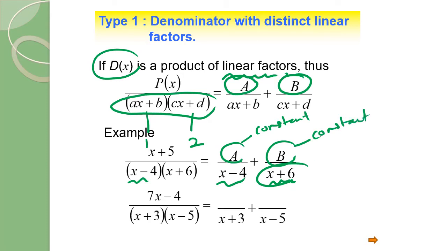The same as 7x minus 4 over x plus 3 multiplied by x minus 5. We can separate into two partial fractions. The first one over x plus 3, the second one over x minus 5. Both are constants because both are linear factors.